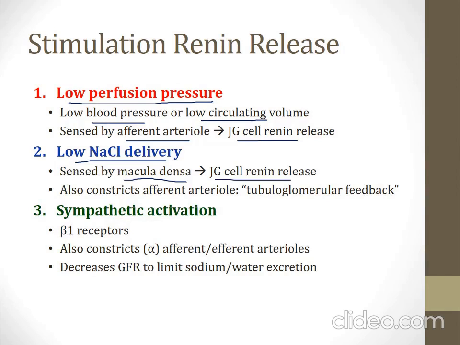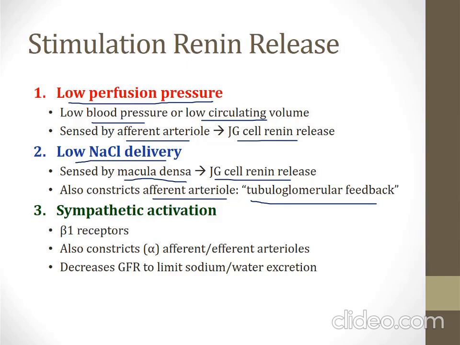Now, just an aside, in the first renal physiology video, I talked about tubuloglomerular feedback. This is a mechanism by which the macula densa can constrict the afferent arterioles to maintain the glomerular filtration rate. That is a second job of the macula densa. Its other job is to trigger renin release.